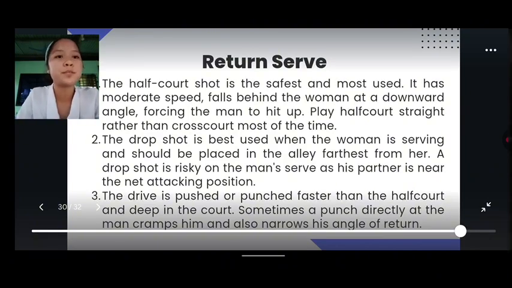So the drop shot is best used when the woman is serving and should be placed in the alley farthest from her. So a drop shot is risky on a man's serve as his partner is near the net in an attacking position.